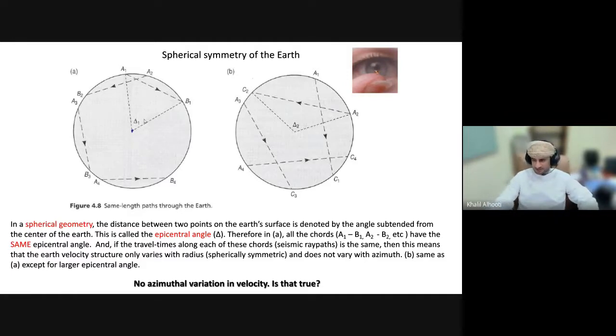Sorry about these interruptions. So again, the travel time is basically the same. And if we increase the distance, the travel time will only increase, but stay the same for each pair, C1, A1 to C1, A2 to C2, and so on. But this is not true. We know that the Earth is not made up of only one velocity.